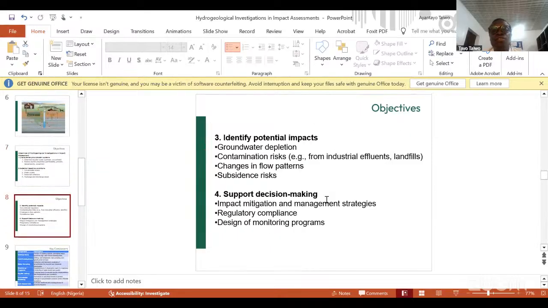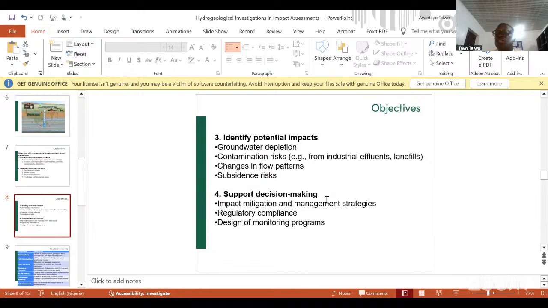So it is also to identify potential impacts. I talked about that briefly. Groundwater depletion, contamination risks from industrial effluents or landfills. And if there is a potential impact, you either start looking for mitigation measures, which is usually what we want to do when we're doing environmental and social impact assessment. But if the adverse effect is so bad that you cannot mitigate effectively, then it is always advised that you do not go in, because it means that your project is now going to cause an issue for the larger environment. That is not what is allowed.